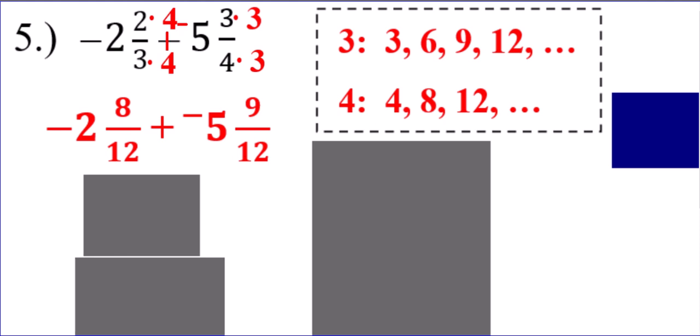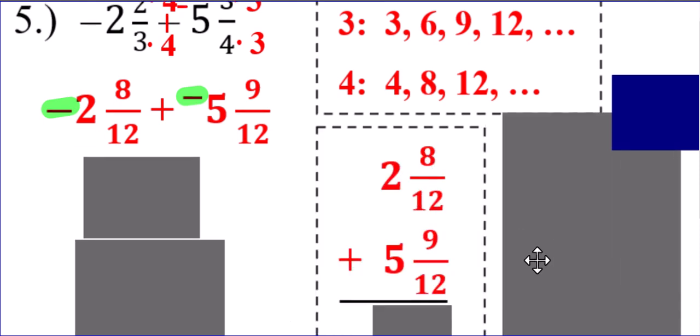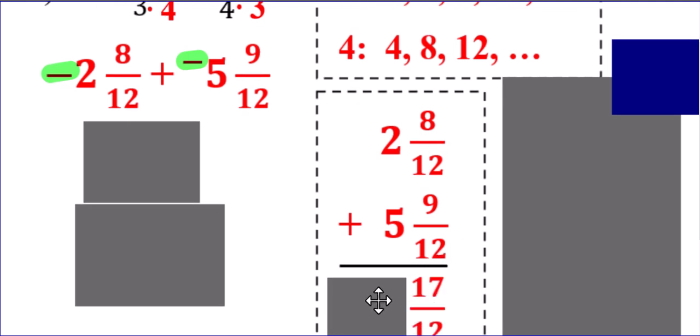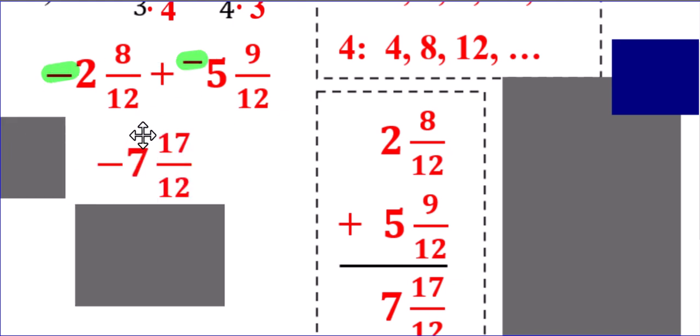This time, I have a negative plus a negative, which means I'm not going to subtract off to the side. I'm going to add off to the side, and maybe you don't even need to do side work if you're adding their absolute values. 8 plus 9 is 17. 2 plus 5 is 7. Bring it back over here. It's going to stay negative. A negative plus a negative stays negative.